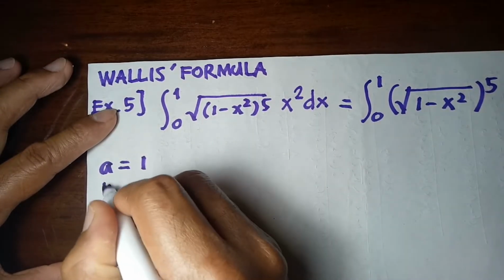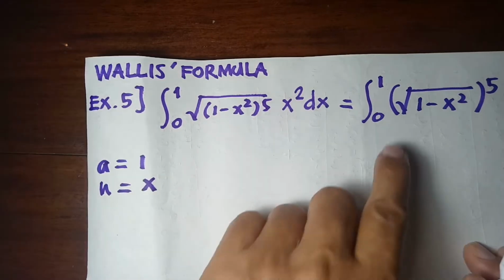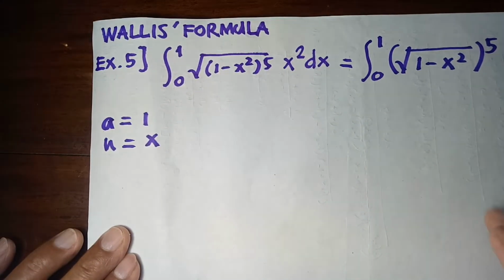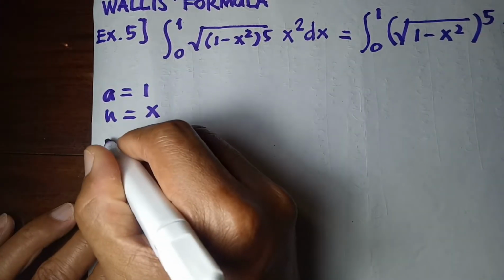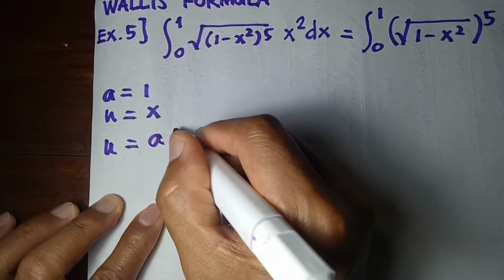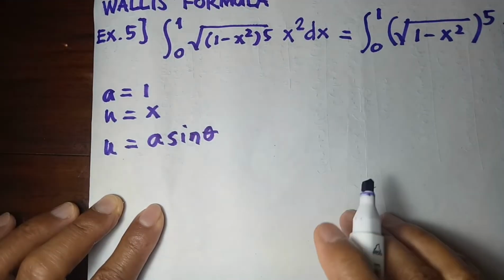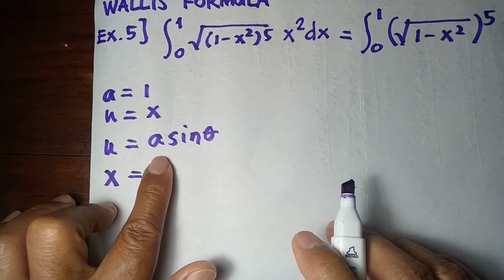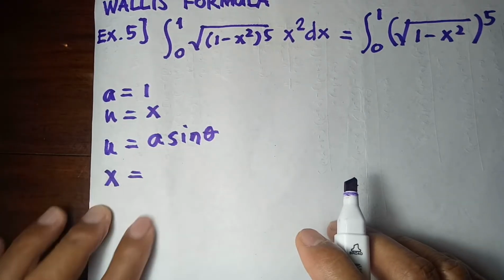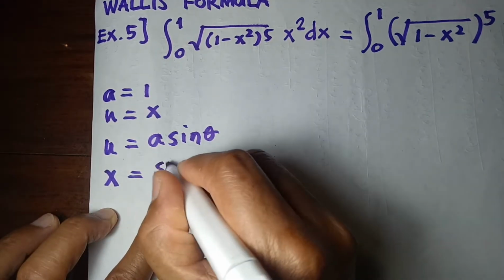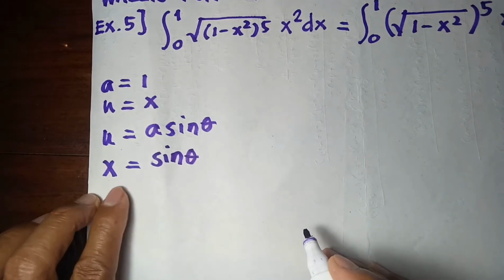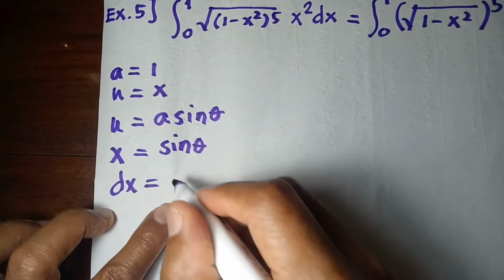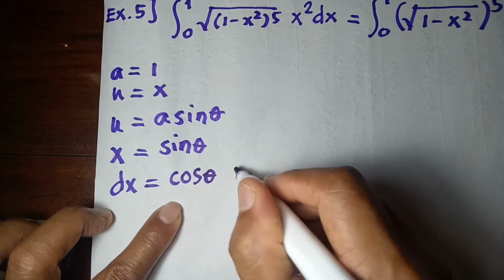Ang u natin equal siya sa x, no? So yung a natin 1, ang u natin ay x. At ang substitution natin na gagamitin ay u equals a sine of theta. So yung u na ito, papalitan ng x, kaya magkakaroon tayo ng x equals a, papalitan siya ng 1. So, 1 times sine theta ay sine theta. If x is sine theta, then dx equals cosine theta d theta.